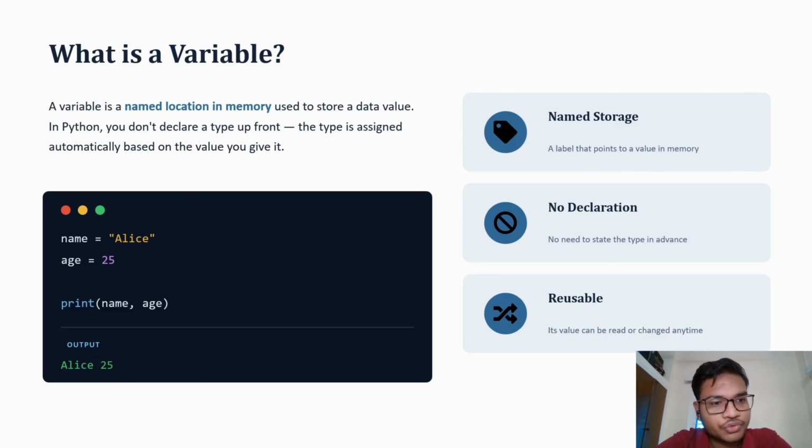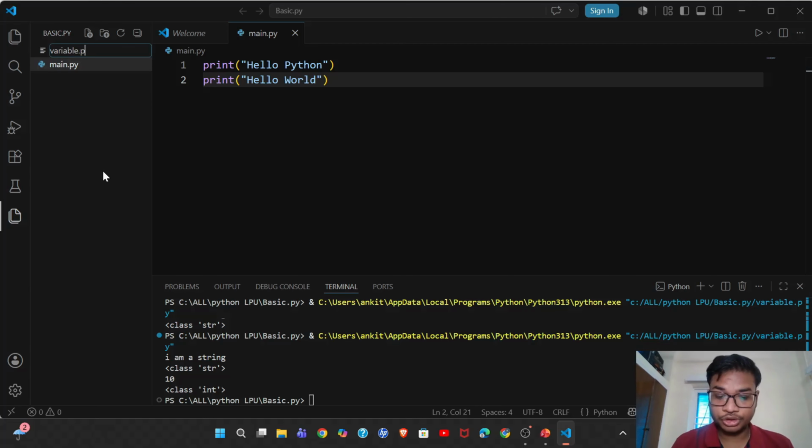Okay, so let's take an example of that code, like name equal to Elise and age equal to 25. So name and age both are variable names, and Elise and 25 are data values. Then we have just print, and the output is Elise and 25. Okay, so let's do it practically on VS Code. Variable.py.